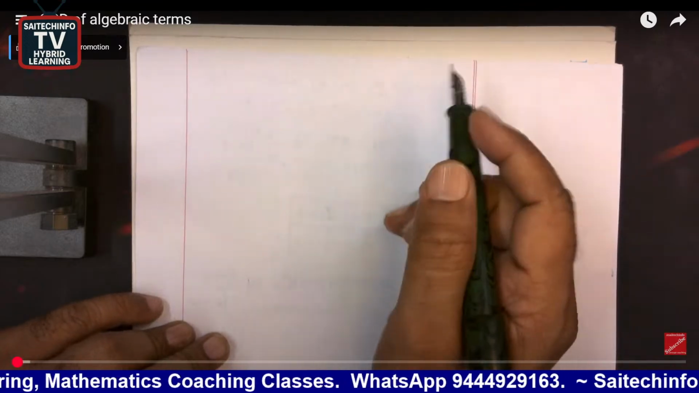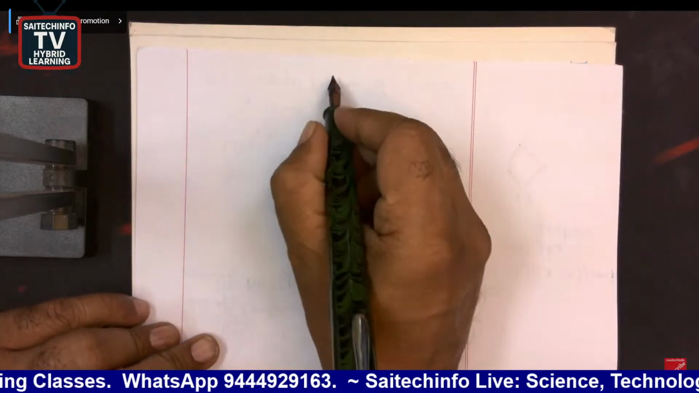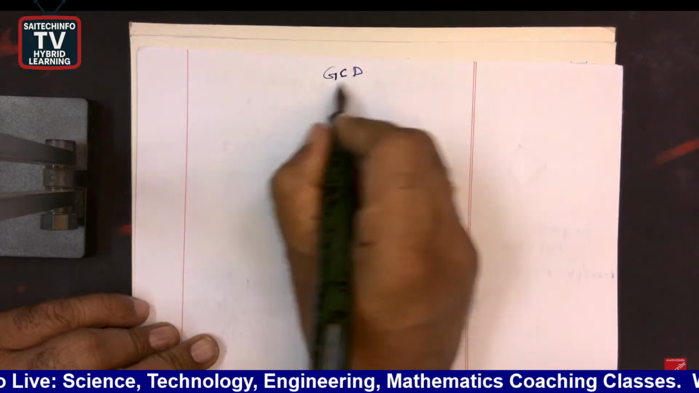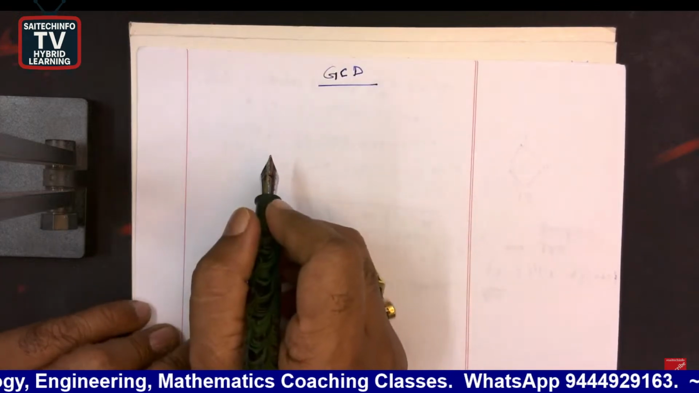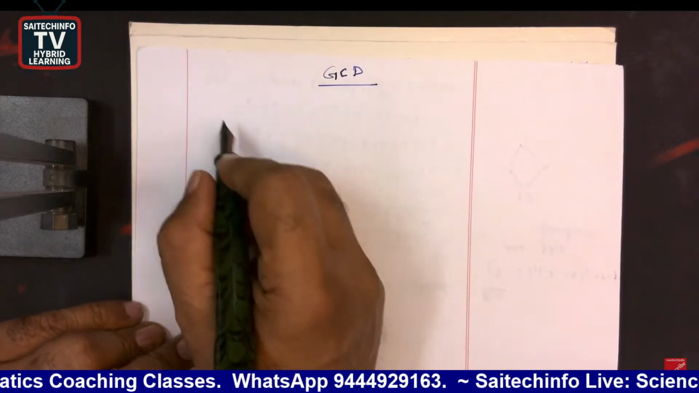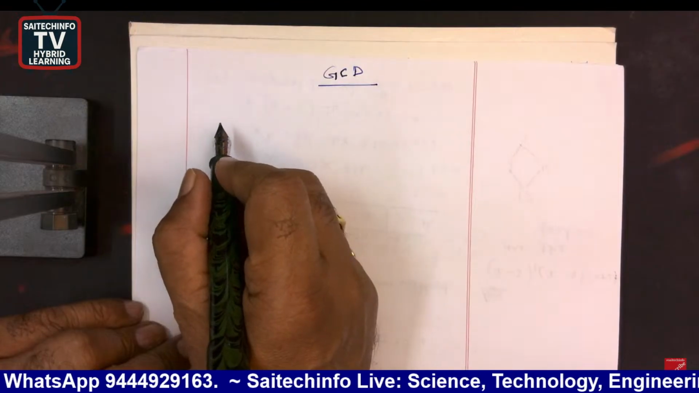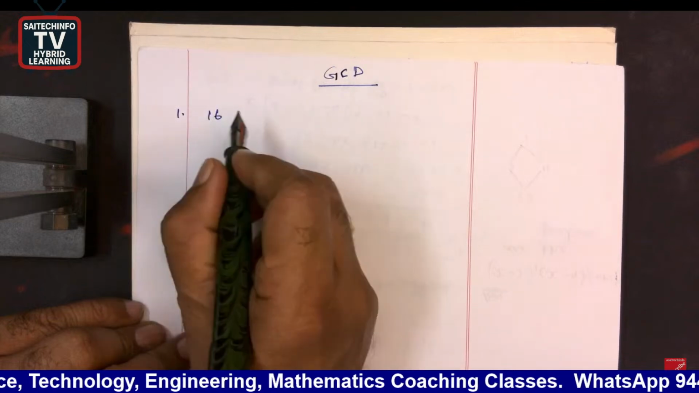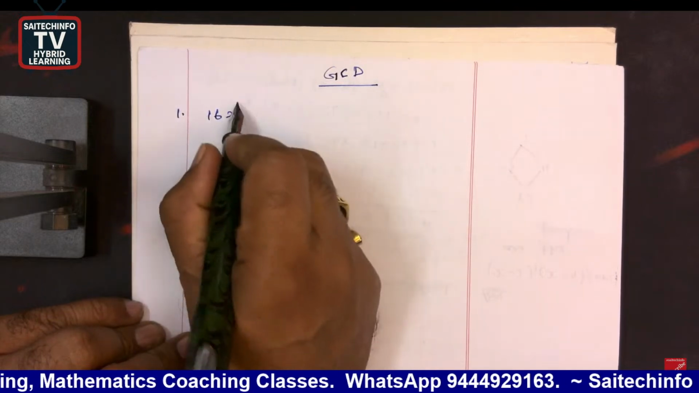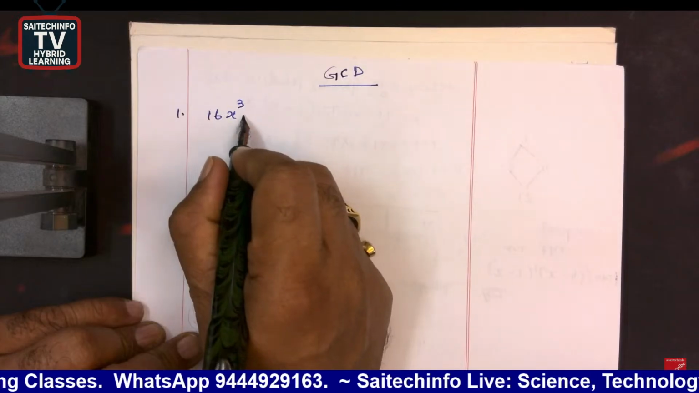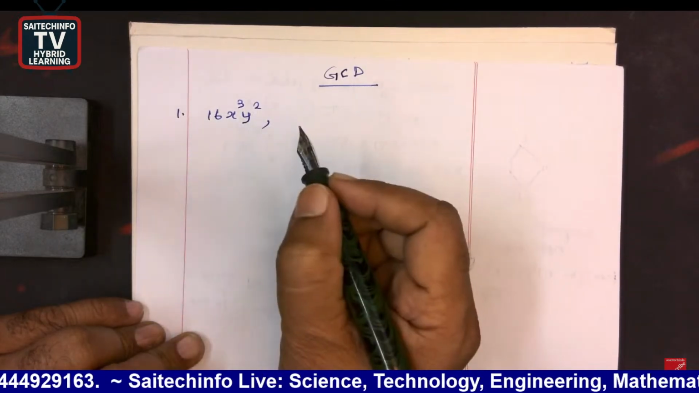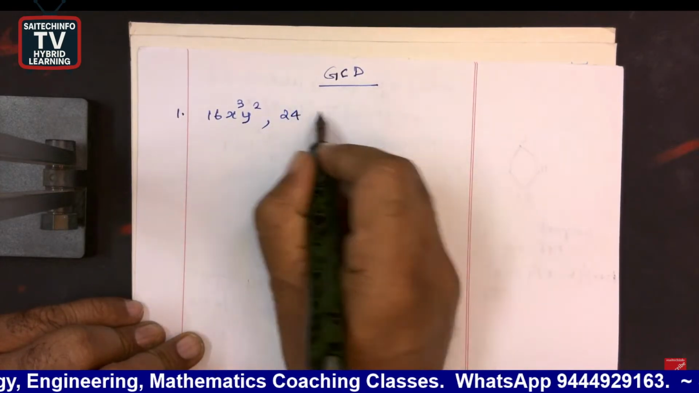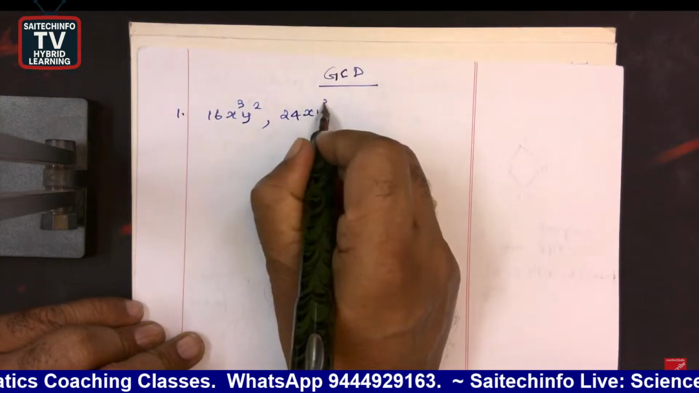Let me explain about GCD in polynomials or algebraic terms. Greatest common divisor. Find the GCD of 16x cube y squared, comma, 24x y cube z.